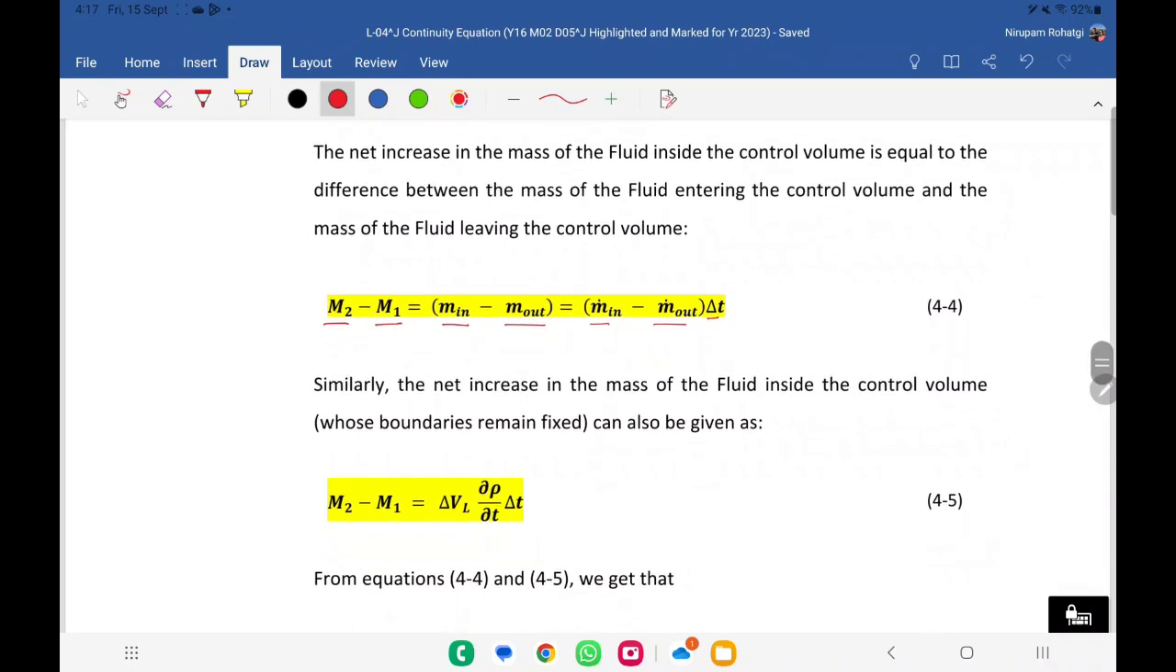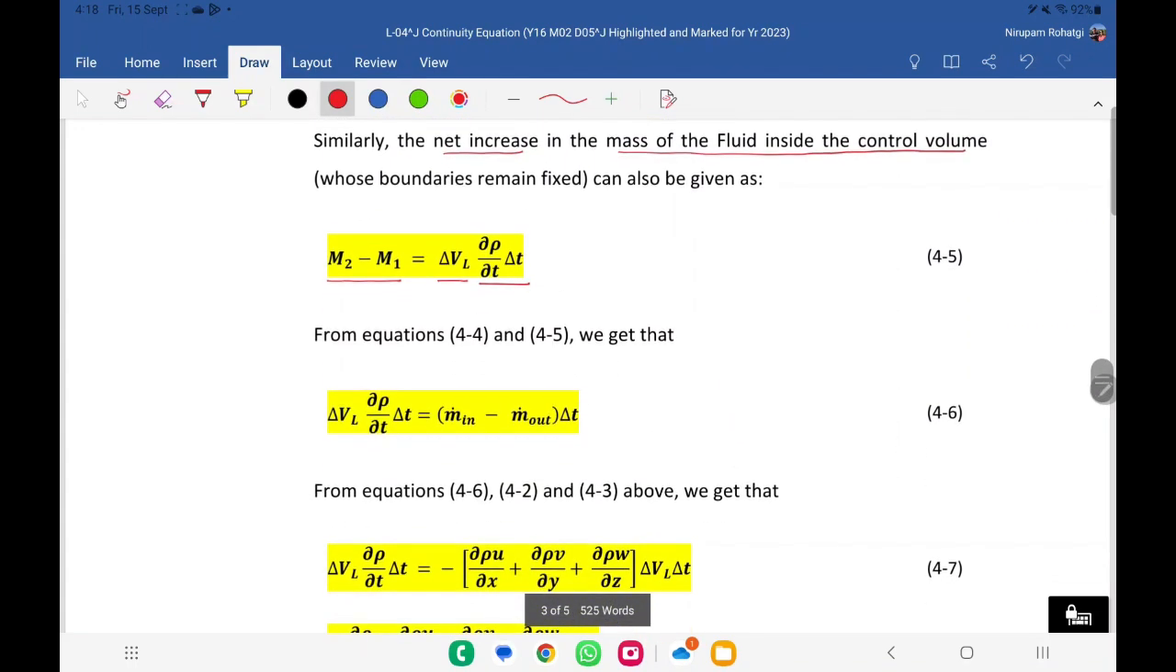Then if you want to find out the net increase in the mass of the fluid inside the control volume, one thing is there, that the volume of the control volume is not changing, its boundaries are fixed. So this is the change in the mass of the control volume. This is the volume of the control volume, and this is del rho by del t into delta t. Volume into change in density, that will be the increase in mass. Okay. Now we equate all these terms.